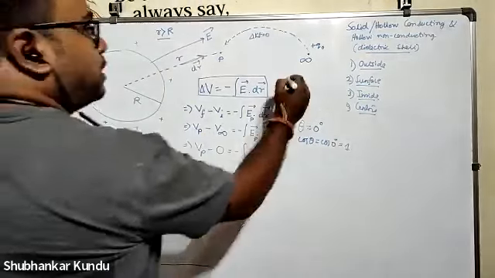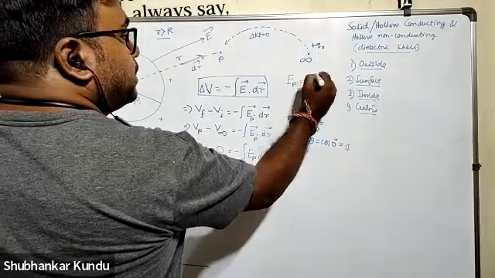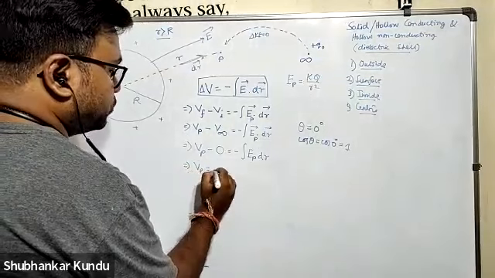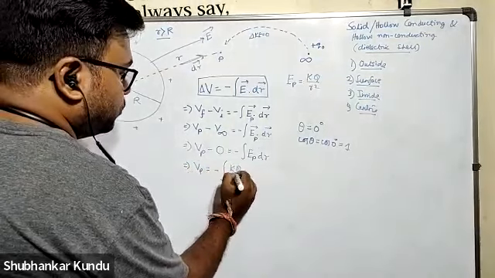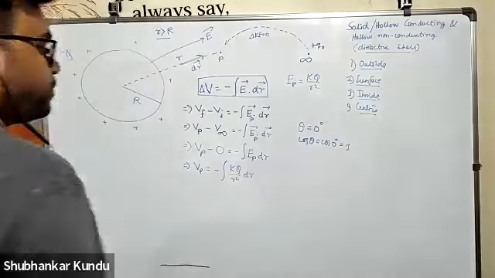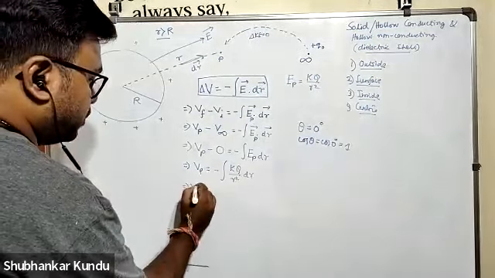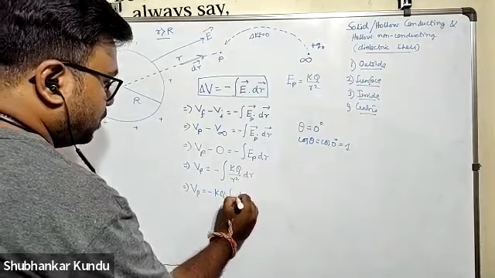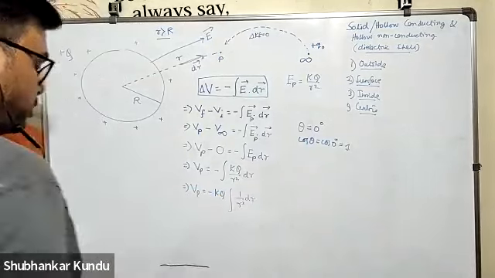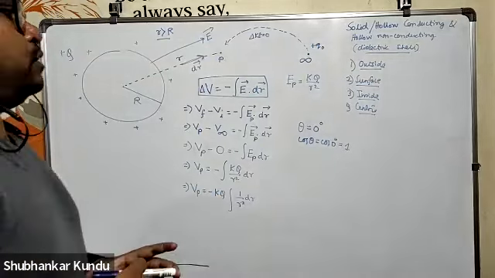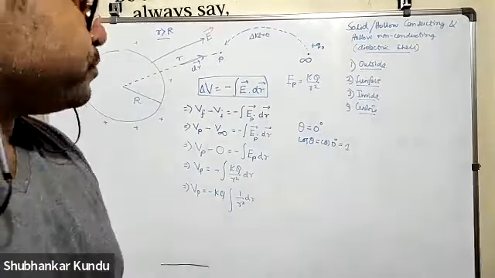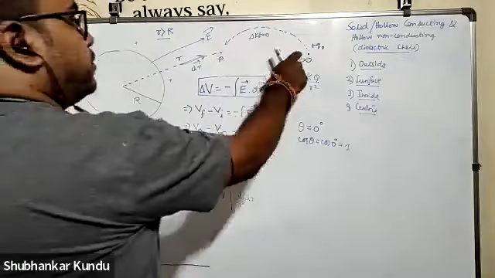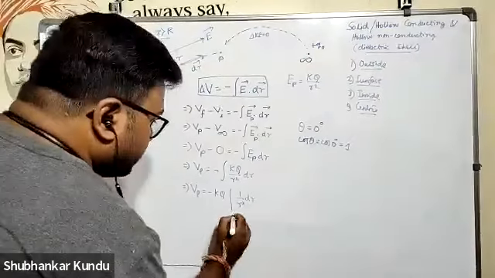Now what is the electric field at point P? It is KQ/r². So V at P = -∫KQ/r² dr. K and Q being constant will come out, so we'll have -KQ ∫1/r² dr. Now we need to put the limits. We are coming from infinity to P. The limit should be infinity to P.